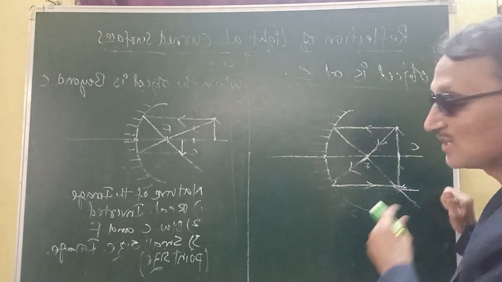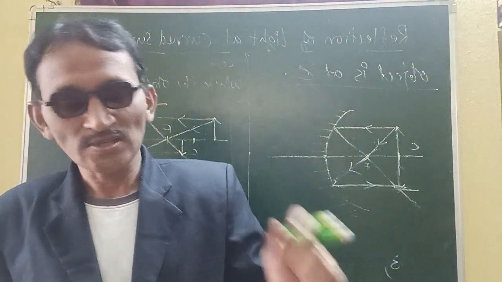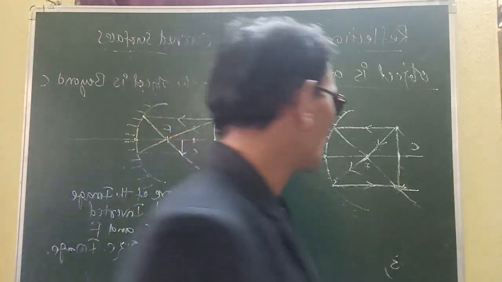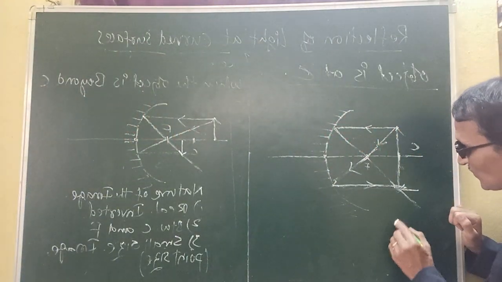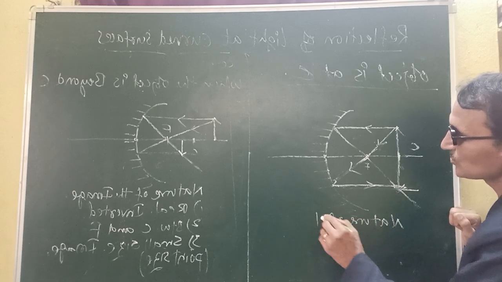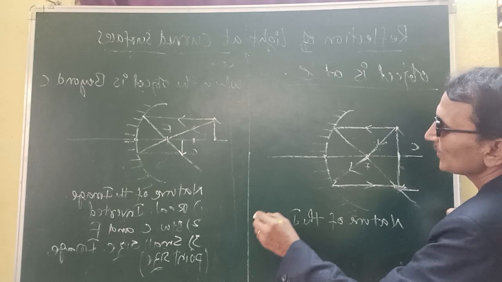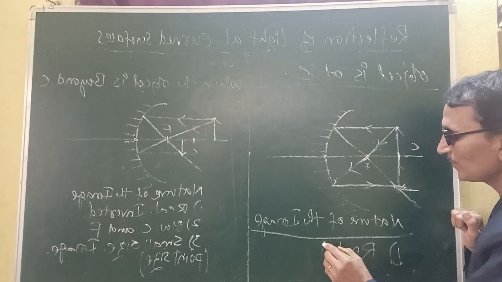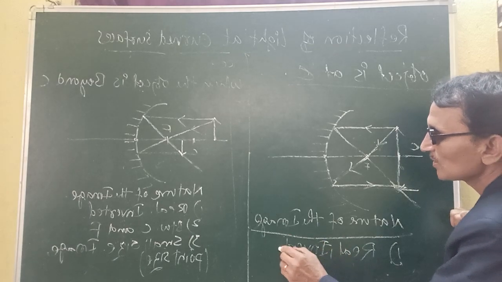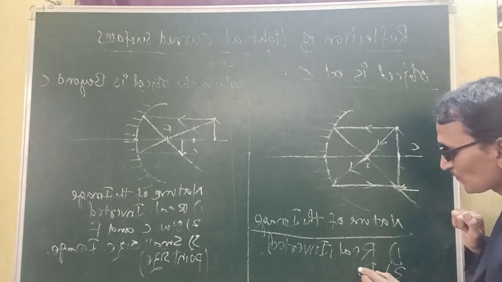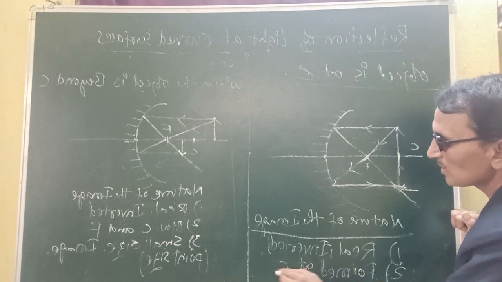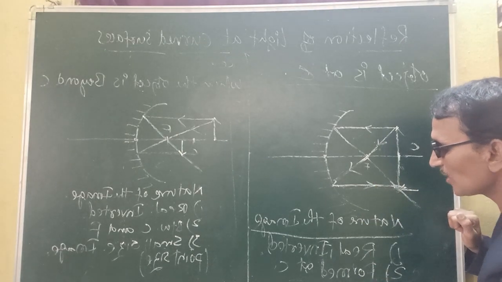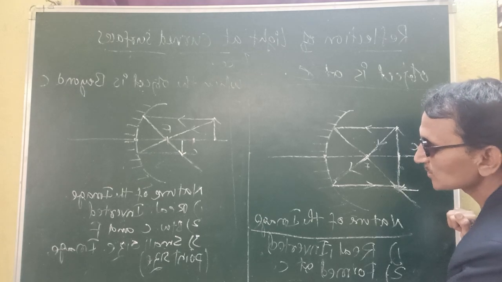So this is at C, same size, real inverted, same size. It is formed at the center of curvature. So let us write the nature of the image. The nature of the image can be written as real, inverted, real images are always inverted, and formed at C, and it is the same size as that of the object.